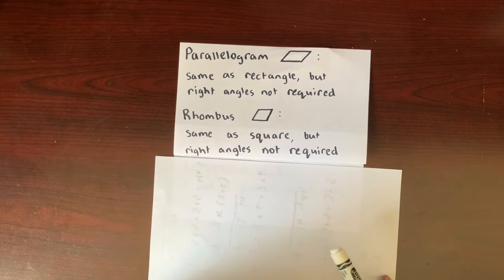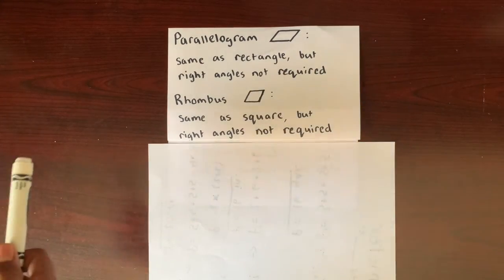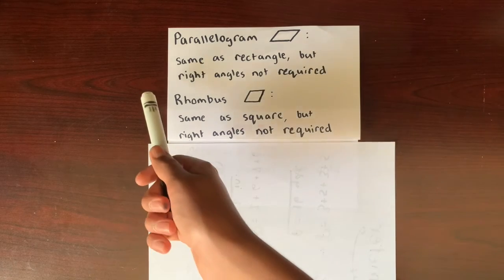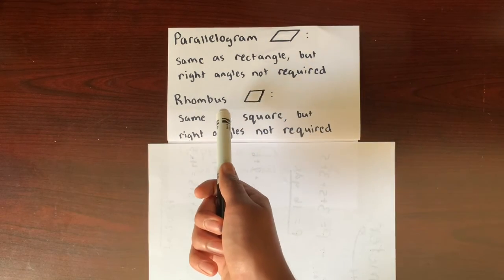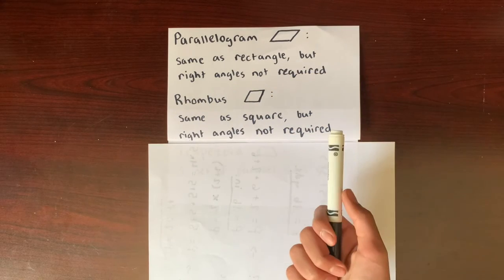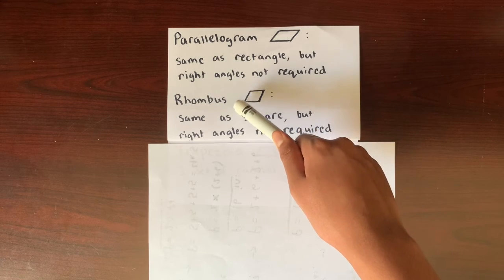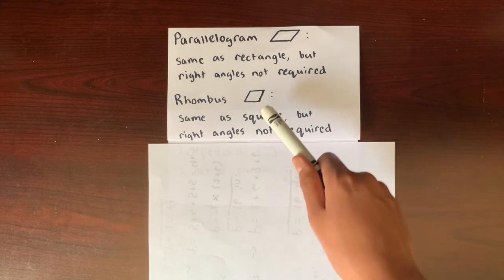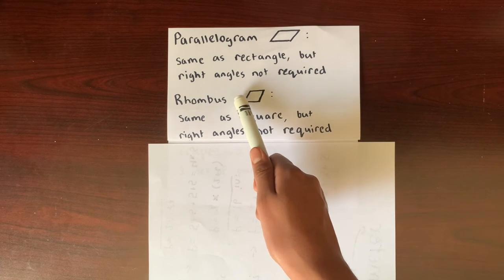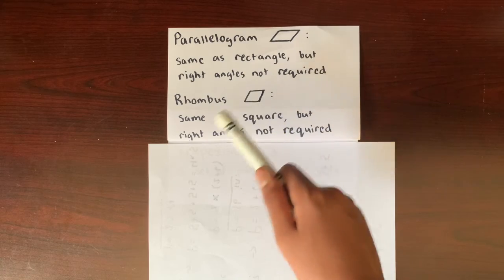And then a rhombus. So the relationship between a parallelogram and a rectangle is the same as a rhombus and a square. Because just like with a parallelogram and a rectangle, a rhombus is the same thing as a square, but the right angles are not necessary. So it has four congruent sides, just like a square, and it has two sets of parallel sides, just like a square. The only difference is that it doesn't necessarily have four right angles, because as we can see here, these are not right angles.